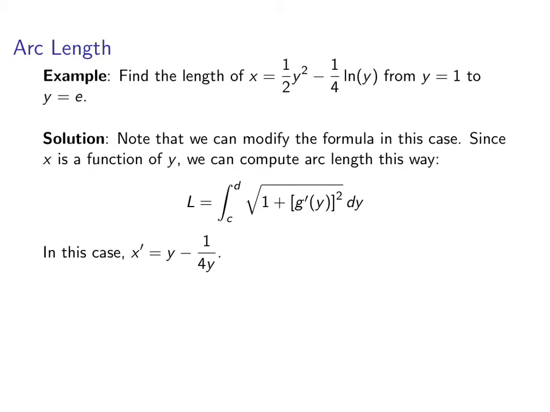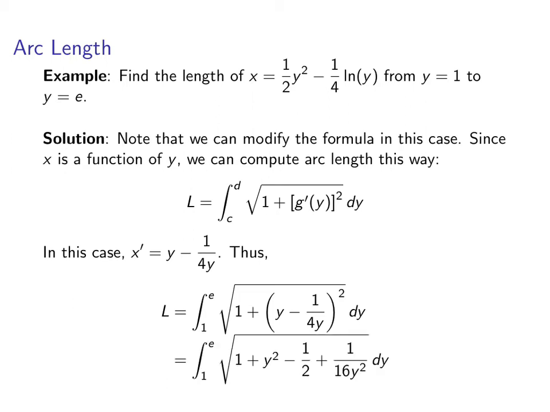So in this case, we'll just say x prime is equal to y minus 1 over 4y. That's the derivative of the function that we started with. So that tells us that our arc length is the integral from 1 to e of the square root of 1 plus the quantity y minus 1 over 4y squared, dy.